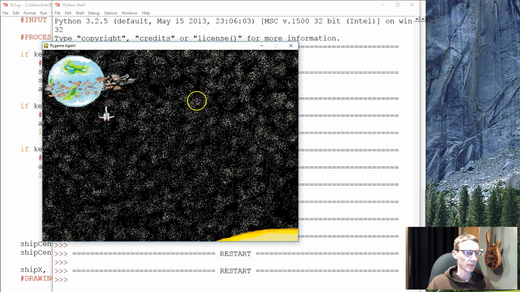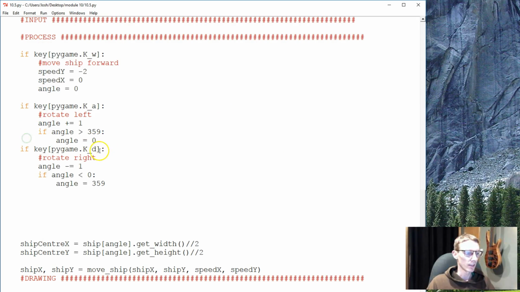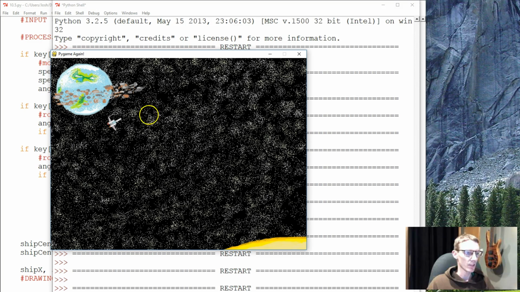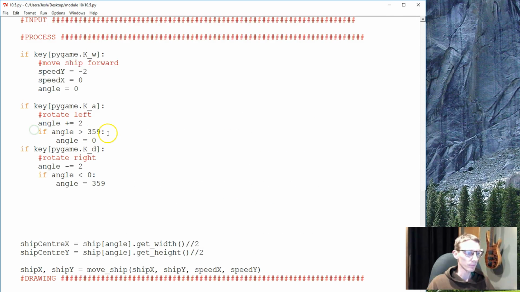So we're back to rotating left and right. And if we don't like how slow our ship is rotating, we can actually change our angle by 2 instead of 1 if we want to. So I think I'm going to go ahead and do that right now, because rotating by 1 degree is not great. So there we go. Our ship, that's a lot better of a rotation speed. Our ship is rotating twice as fast as before.